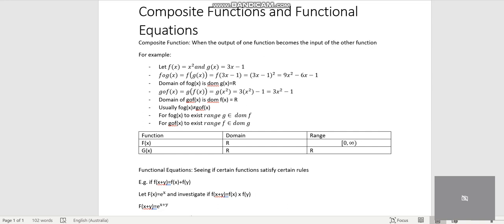Most of the examples I'm going through will be from the textbook I've used as a resource, which is the Jacaranda 6th edition, I believe, for the 2019 study design, for the VCE.